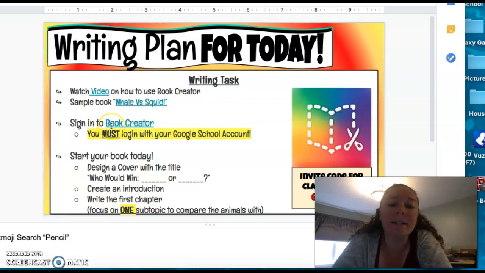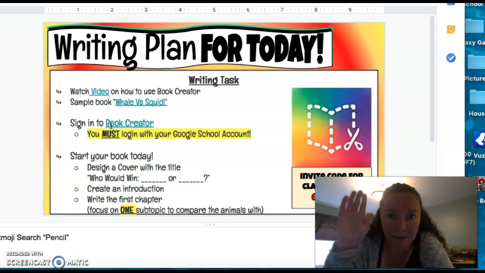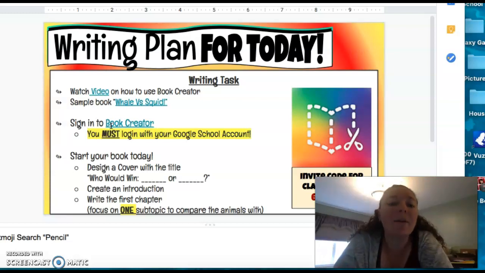You are going to need to sign into Book Creator using your Google School account. I know many of you are using your parents' email addresses and stuff when you're in the slides. I can see because your names come up as anonymous, but you will need to log in with your Google School account, that at ebnet.org, in order to get in.